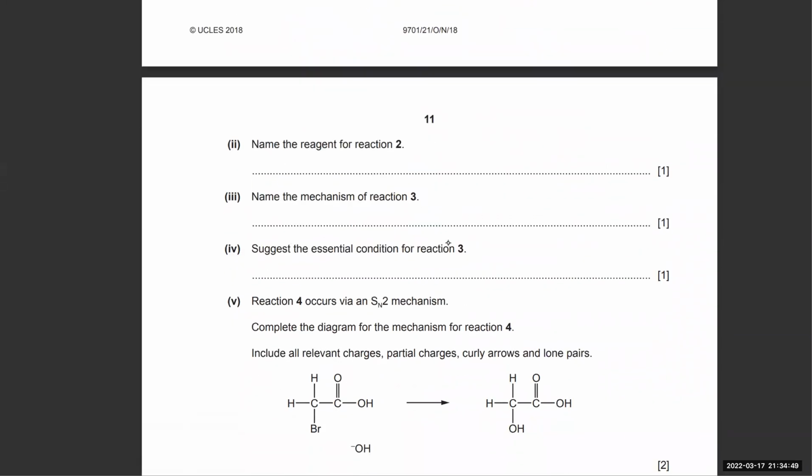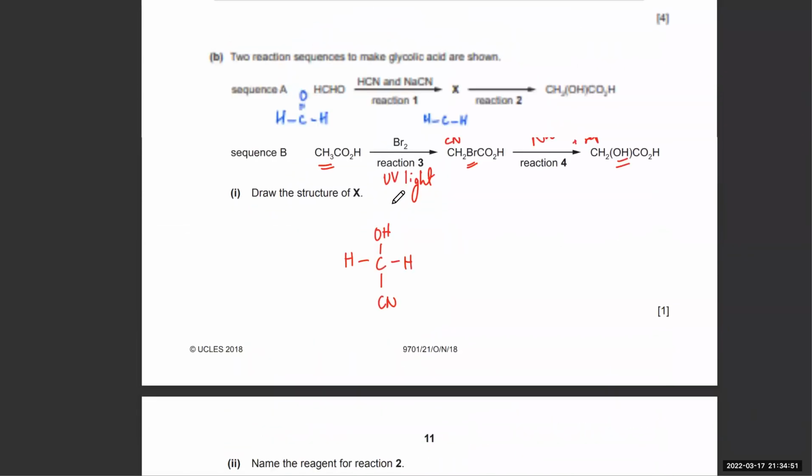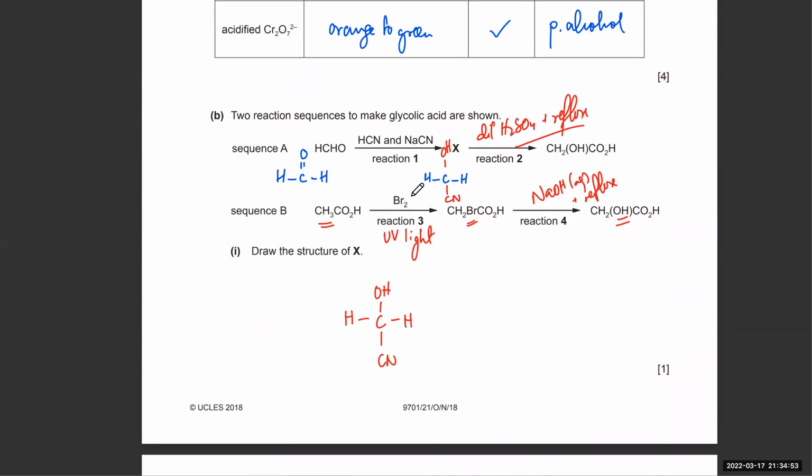Name the reagent for reaction 2. Name the mechanism of reaction 3. Reaction 3 is free radical substitution. This reaction number 1 was nucleophilic addition.